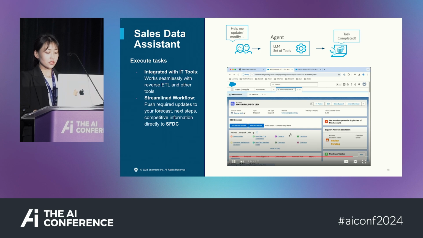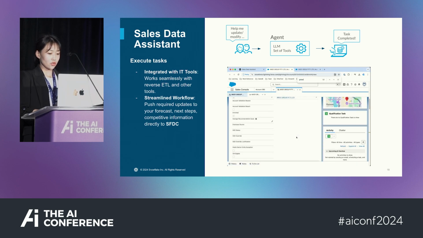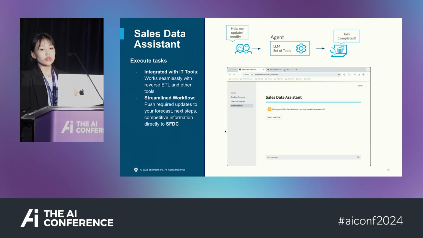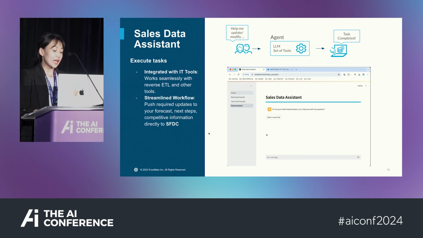Let's see how it looks in Salesforce. Previously, I think it was -2. Right now, it should be -1. Yeah. So you can see that you don't need to bounce between different systems. By working with the assistant, you can make any update you want.